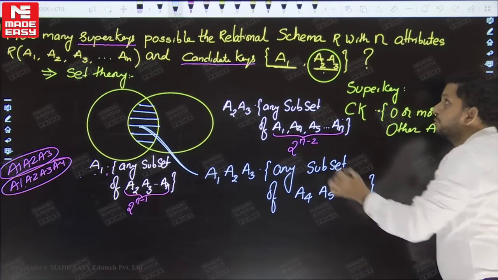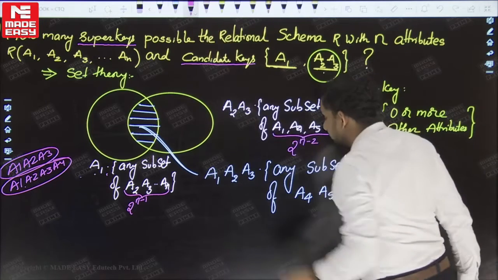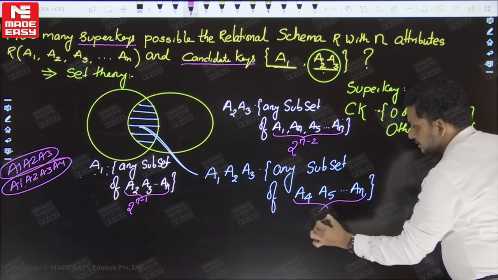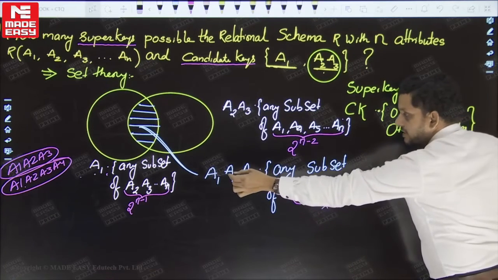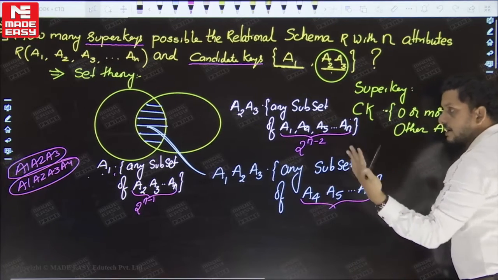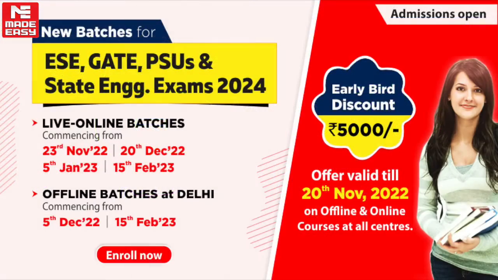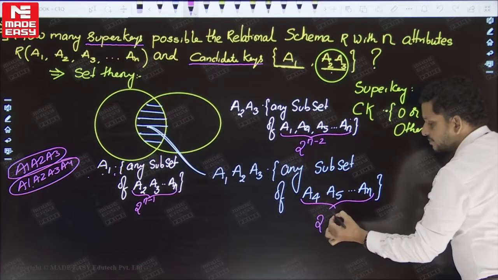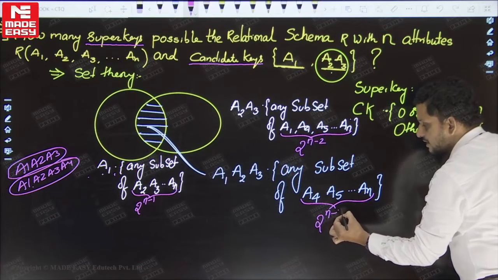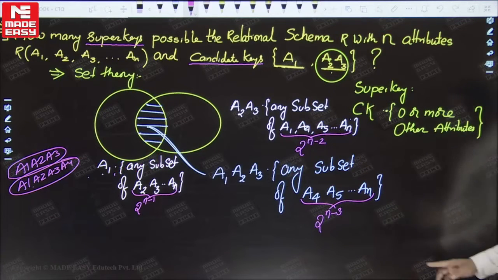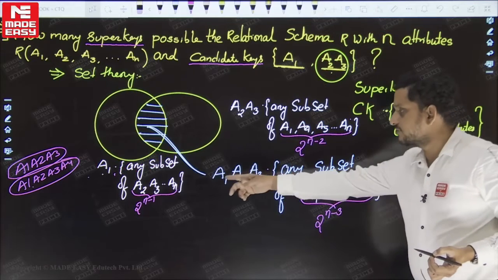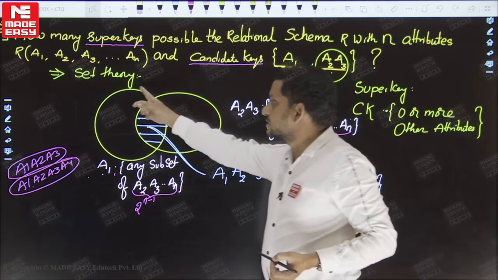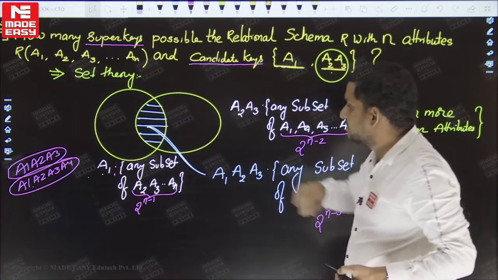Okay. So here the total possible super keys, for this A1, A2, A3 as common. So the remaining attributes A4 to AN, any subset. So this is n minus 3 attributes, so 2 power n minus 3 subsets. So any of the subset combines with A1, A2, A3 which is also a super key, and that super key is the intersection of both sets. Okay.